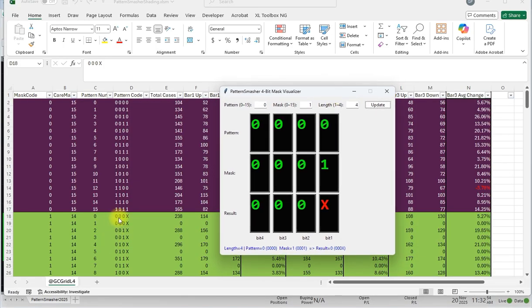We saw that 0, 0, 0, X. The mask is telling this bit to turn itself off. So if this is on, it turns this off. So what is this telling us? It's saying today's close has no impact on my decision to buy the next bar. But the prior day does.